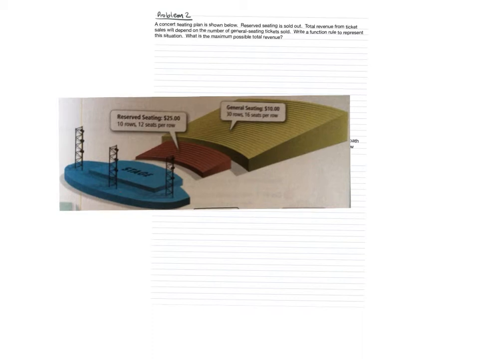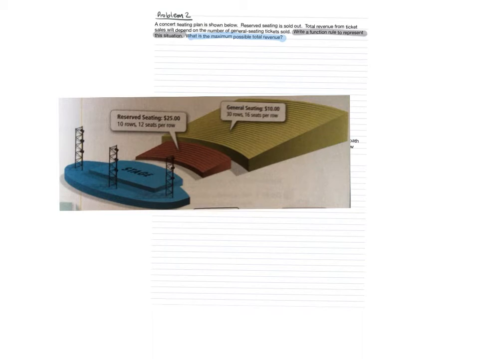Reserved seating is sold out. Total revenue from ticket sales will depend on the number of general seating tickets sold. Write a function rule to represent the situation. Okay, that's the first thing we're going to do. And then the second thing we're going to do is write what is the maximum possible total revenue. Okay, so let's look at this.